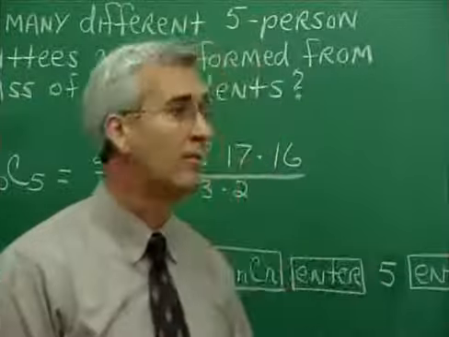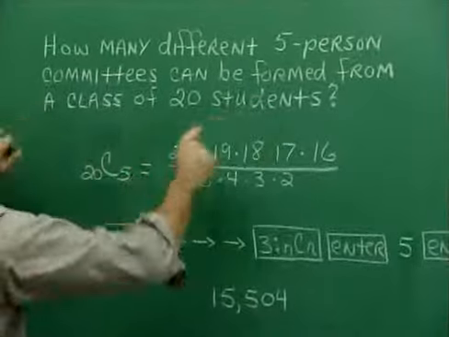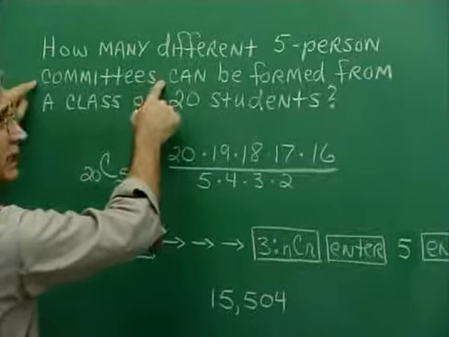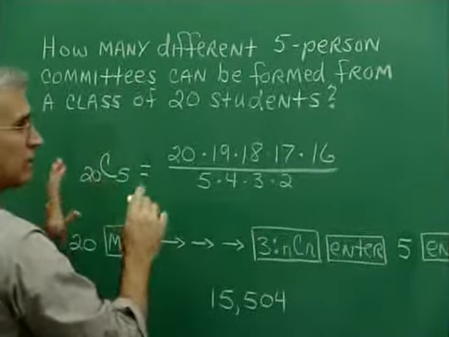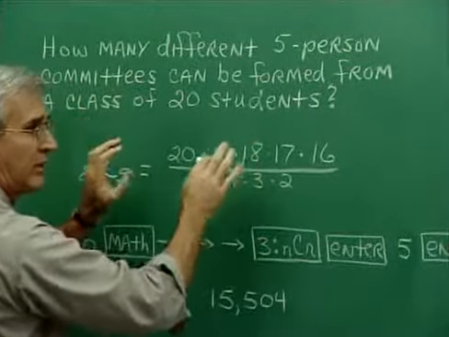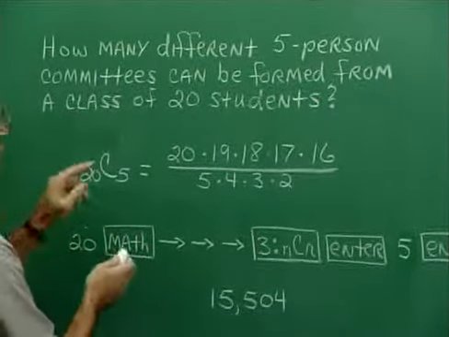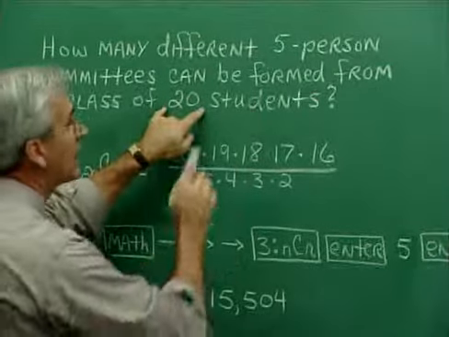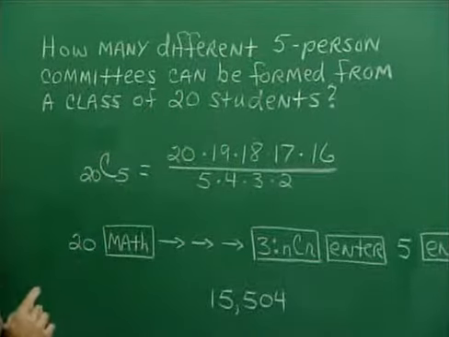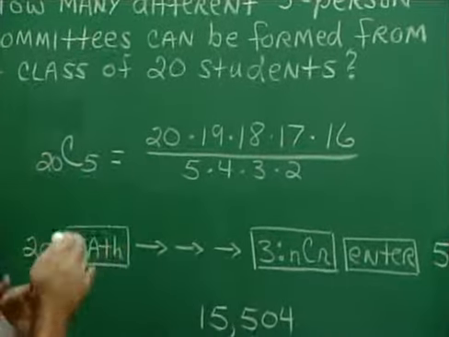Here's another combination problem. It says, how many different 5-person committees can be formed from a class of 20 students? The tip-off here that it's a combination problem is the idea of a committee. A committee is just a group, and it doesn't make any difference whether you're the first person chosen for the committee or the last one. You see, order is not important here. It's the idea of a group. And so we know it's a combination problem. Now, it's the combination of 20 items, because there are 20 students in the class, taken 5 at a time. How many groups of 5 are there in 20?